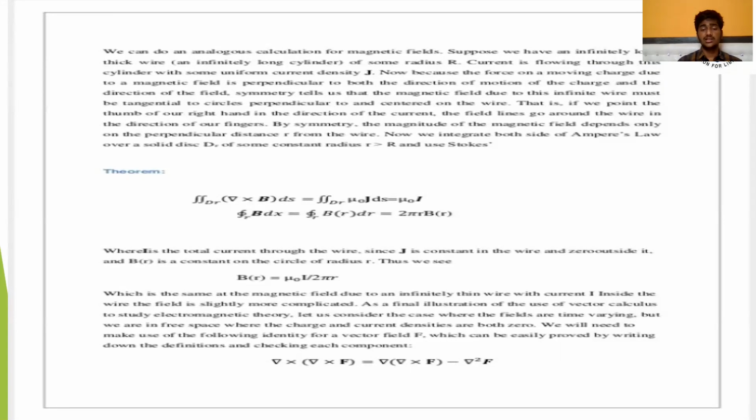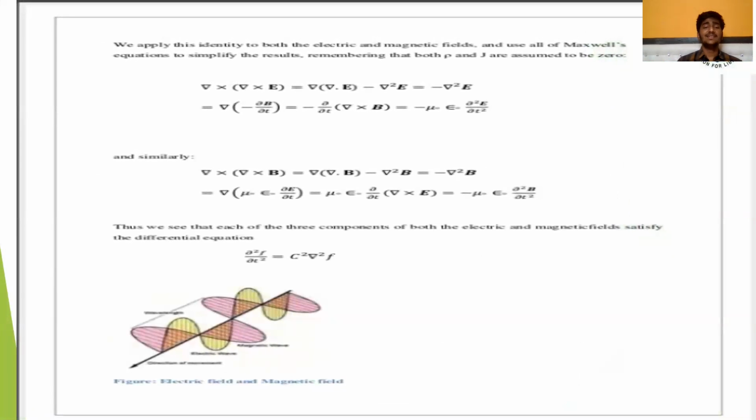∇ × (∇ × f) is equal to ∇(∇ · f) minus ∇²f. We apply this identity to both electric and magnetic fields and use the Maxwell's equations to simplify the results. Remembering that both ρ and J are assumed to be zero, ∇ × (∇ × E) is equal to ∇(∇ · E) minus ∇²E. That becomes minus ∇²E. That is equal to ∇ × (minus ∂B/∂t), that is equal to minus ∂/∂t of (∇ × B). That implies minus μ0 ε0 ∂²E/∂t².